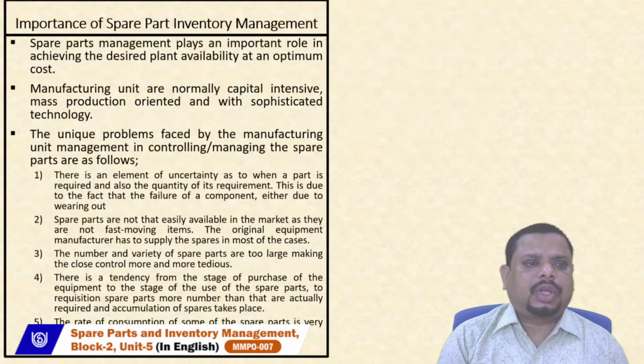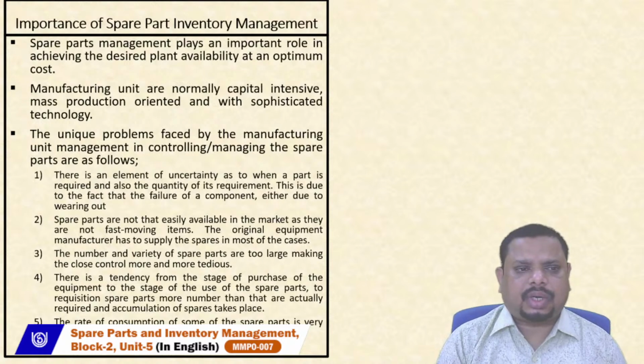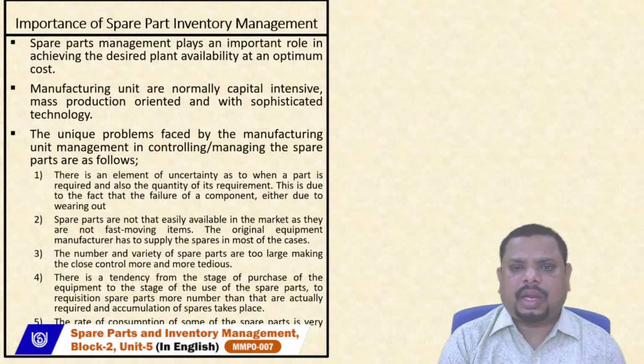Moving to the next one, the importance of spare parts inventory management. Let's understand the different importance parameters. The first one is that spare parts management plays an important role in achieving the desired plant availability at optimum cost. The second is that manufacturing units are normally capital intensive, especially those oriented to mass production with sophisticated technologies. For these two important points, you have to optimize the cost of inventory in every aspect so that this cost does not influence your profit maximization.